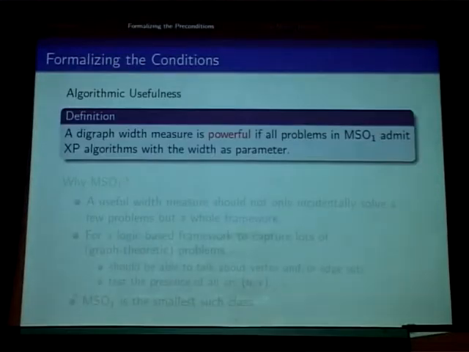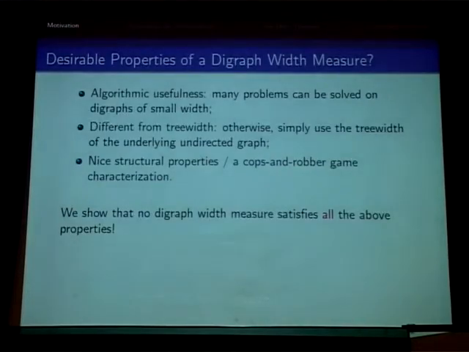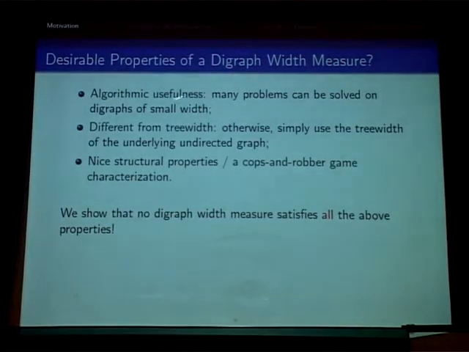Right. So let's try to formalize some of this. Let's suppose you are designing a digraph width measure, and what are the features that you would probably think about? One, of course, is this algorithmic usefulness. You can solve lots of problems on digraphs of small width. Secondly, for directed graphs, you want the width measure to be different from tree width. Otherwise, you could simply use the tree width of the underlying undirected graph.